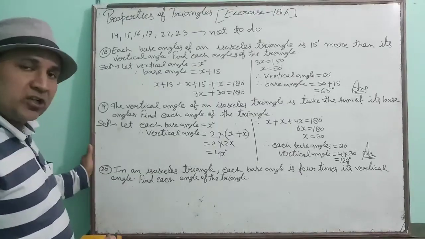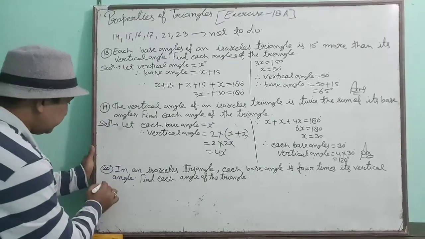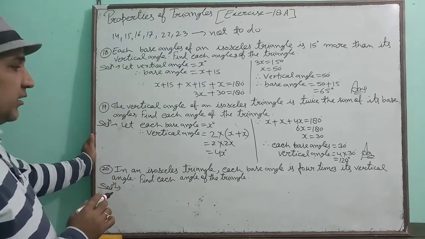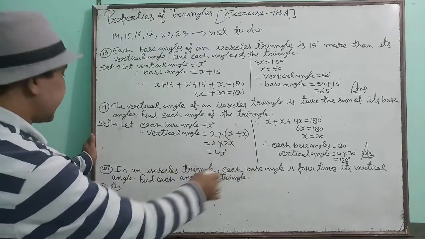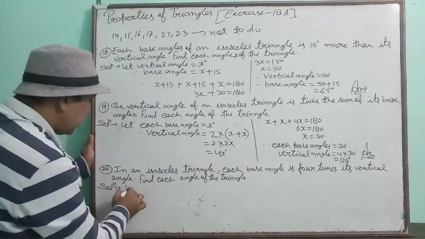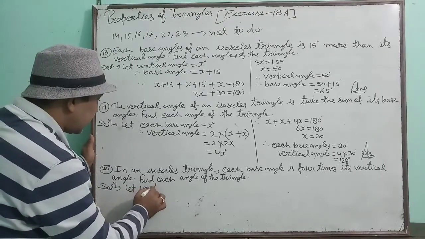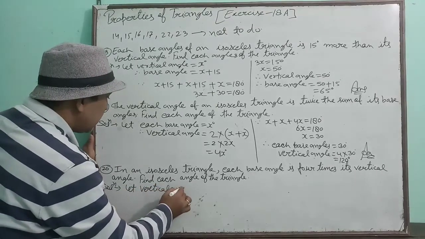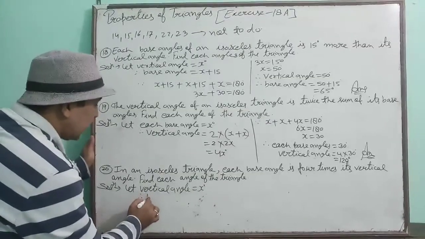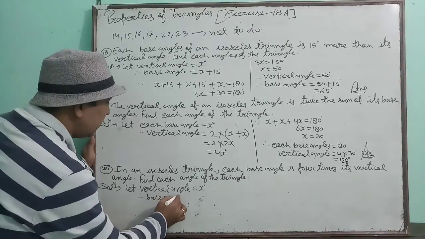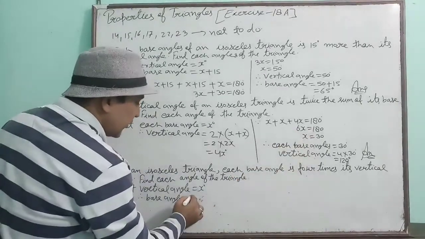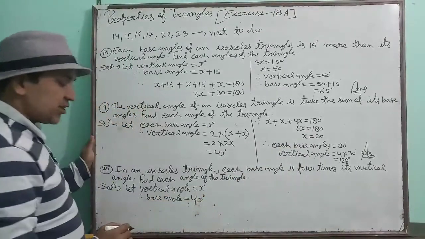Now see the last question of the exercise for you. In an isosceles triangle, each base angle is 4 times its vertical angle. Here base angle is 4 times vertical angle. So we will suppose vertical angle x. Suppose vertical angle is x degree. Therefore base angle will be, according to the question, 4 times vertical angle, means 4x degree.